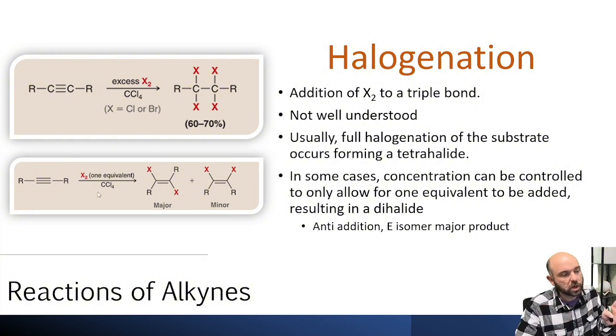Now, in some cases, with really controlled reaction conditions, if you only put one equivalent in, meaning exact mole to mole quantities of your alkyne to your Br2 or your Cl2, you can stop at the alkene di-substituted product, but still you get a mixture. You get anti-addition, but you get a mixture of E and Z products. So unless you have a way to separate those, it might not be that useful of a reaction.